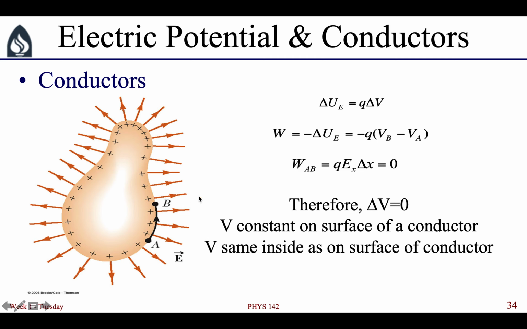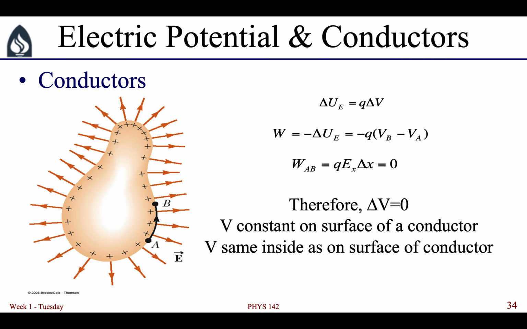Also, we can think about moving the charge inside the conductor. If our point B was inside the conductor, well, we know that inside a conductor in electrostatic equilibrium, there is no electric field. So once again, the electric field here is 0 and there is no potential difference. So that means that the potential is the same inside a conductor at all points as on the surface of a conductor.